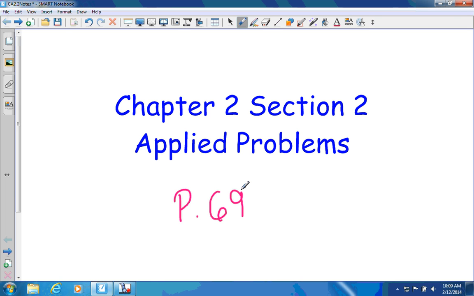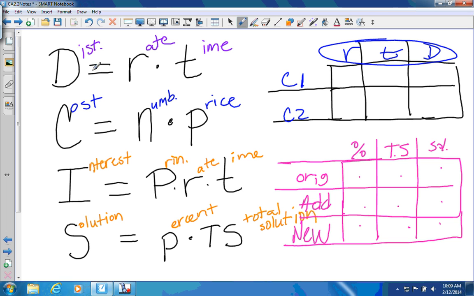Defining your variables, drawing a picture if it's helpful, listing out the facts of it, and then writing your equation and solving it. When you list out the facts, a lot of the time you're going to be using some formulas, not all the time, but sometimes you will be. Some of the formulas that you're going to end up using are these. They're all basically the same thing.